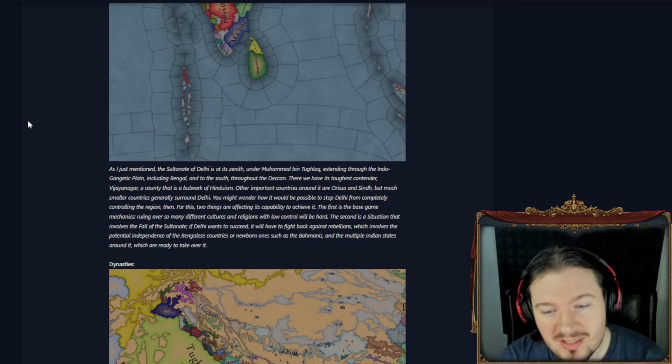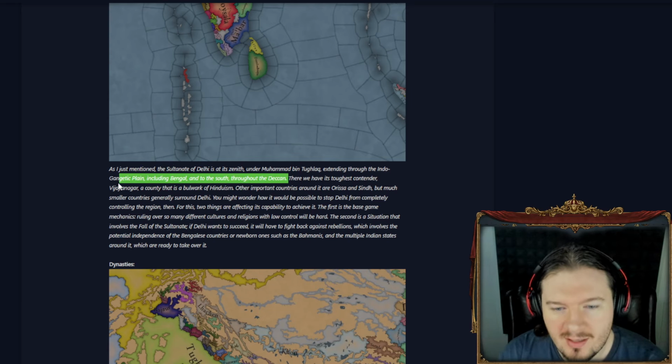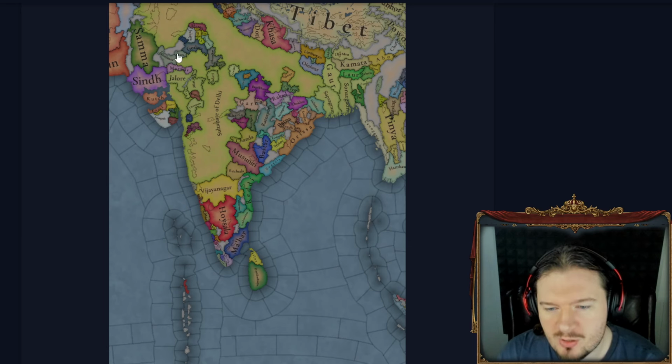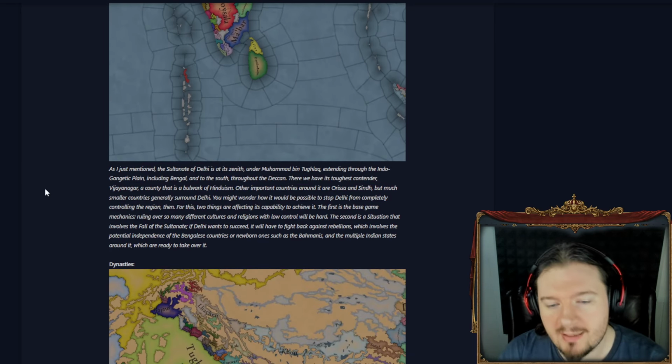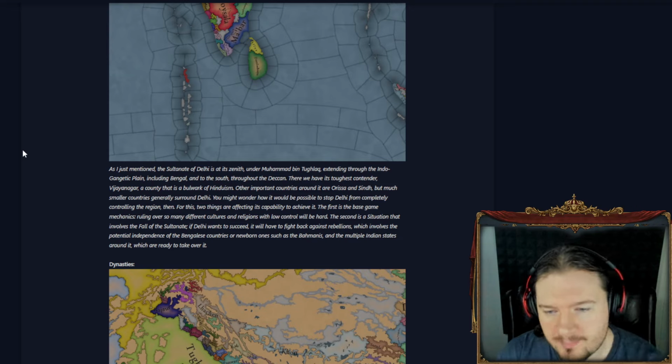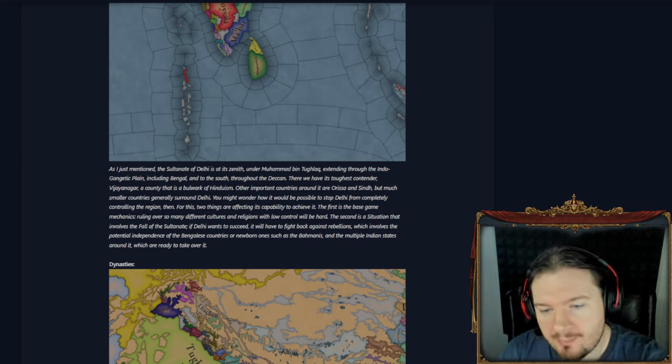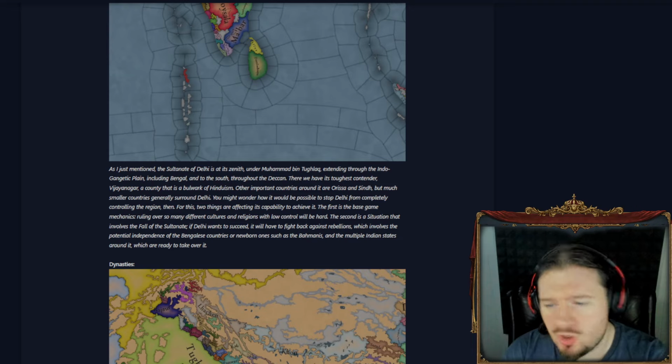Anyway, it's a country that is a bulwark of Hinduism. But yes, the toughest contender is Vijayanagar, and they are so incredibly small in comparison. We'll find out the populations in just a moment. Other important countries around it are Orissa and Sindh, but much smaller countries generally surround Delhi. You might wonder how it would be possible to stop Delhi from completely controlling the region then.